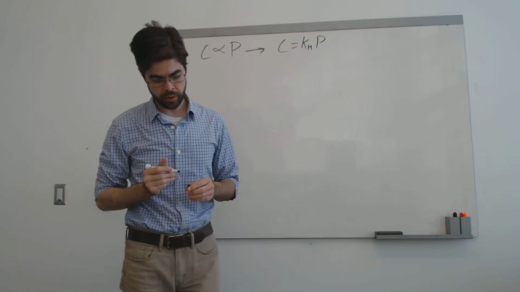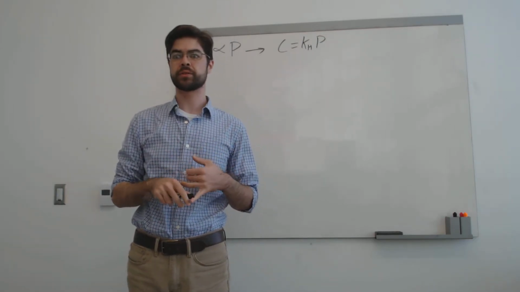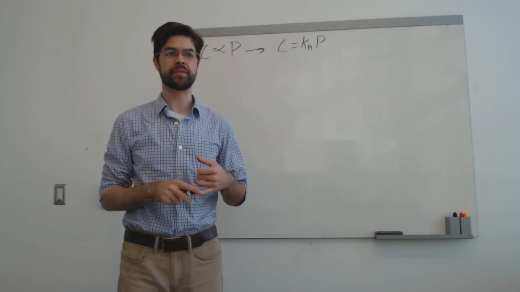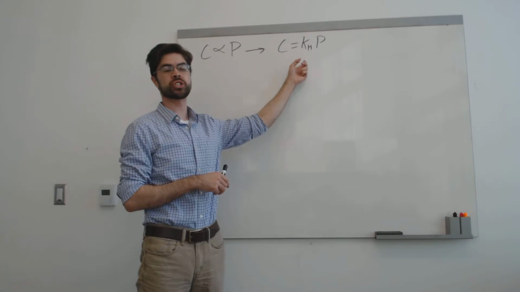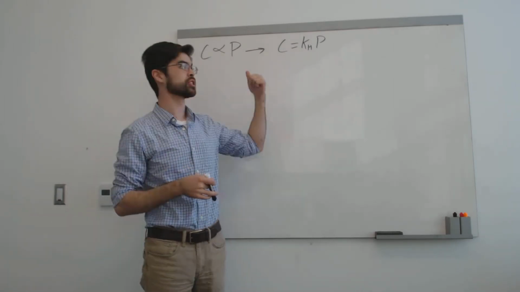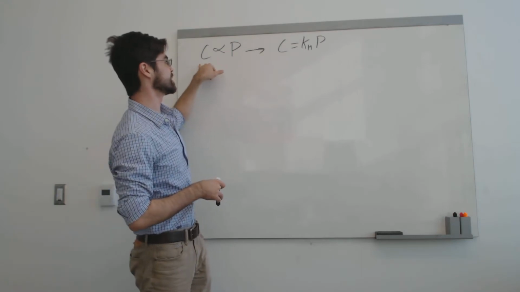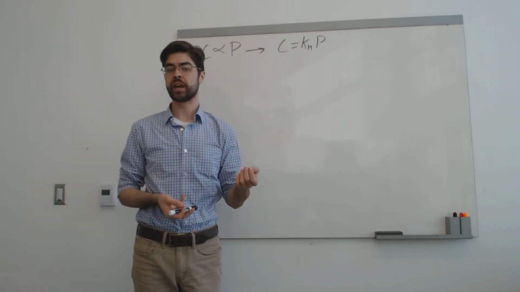So for the people who are perhaps either unfamiliar with proportionalities or didn't have me last semester, I have a tendency to start with proportionalities and then transition into equalities. But basically all a proportionality symbol tells you is if I increase one variable, how does the other one change?